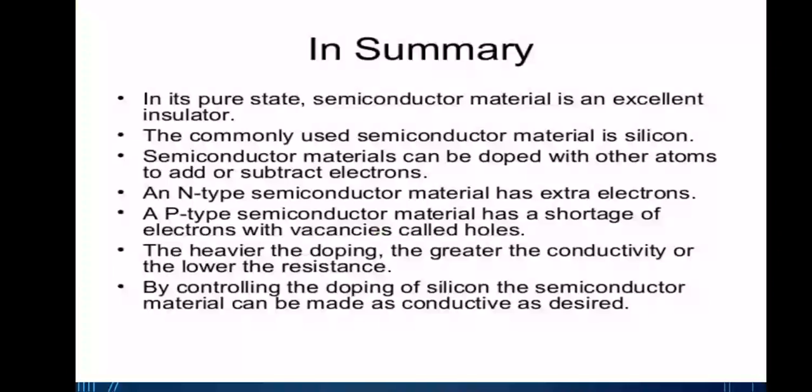In conclusion, in its pure state, semiconducting material is an excellent insulator. The commonly used semiconducting material is silicon, and semiconducting materials can be doped with other atoms to add or subtract electrons. An N type semiconducting material has extra electrons. At the same time, P type semiconductor materials have a shortage of electrons, with vacancies called holes. The heavier the doping, the greater the conductivity or the lower the resistance. By controlling the doping of silicon, the semiconducting material can be made as conductive as desired.